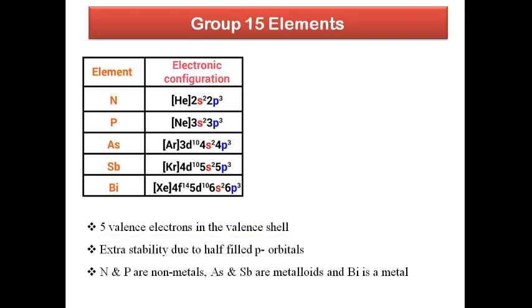Moreover, if you observe the valence p orbital, it has only 3 electrons. That means the p orbital is half filled. As a result, it gains extra stability. In group 15 elements, nitrogen and phosphorus are non-metals, whereas arsenic and antimony are metalloids and bismuth is a metal.